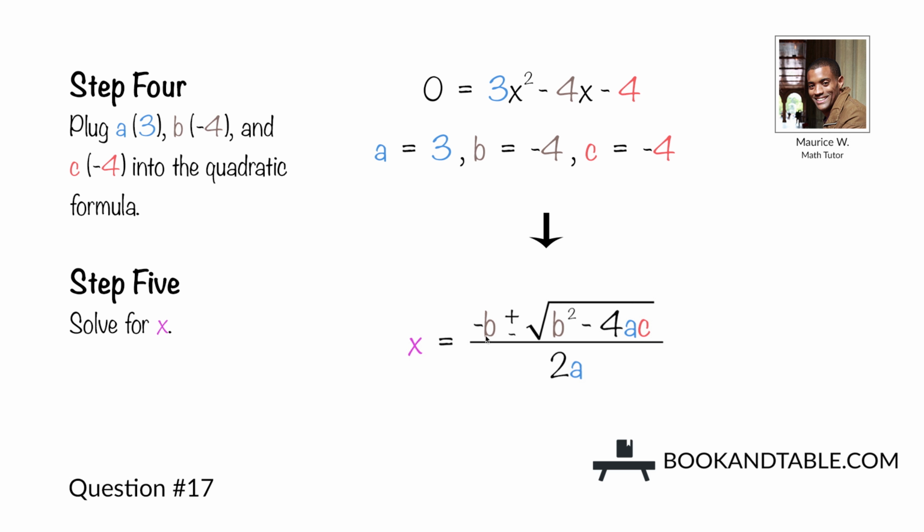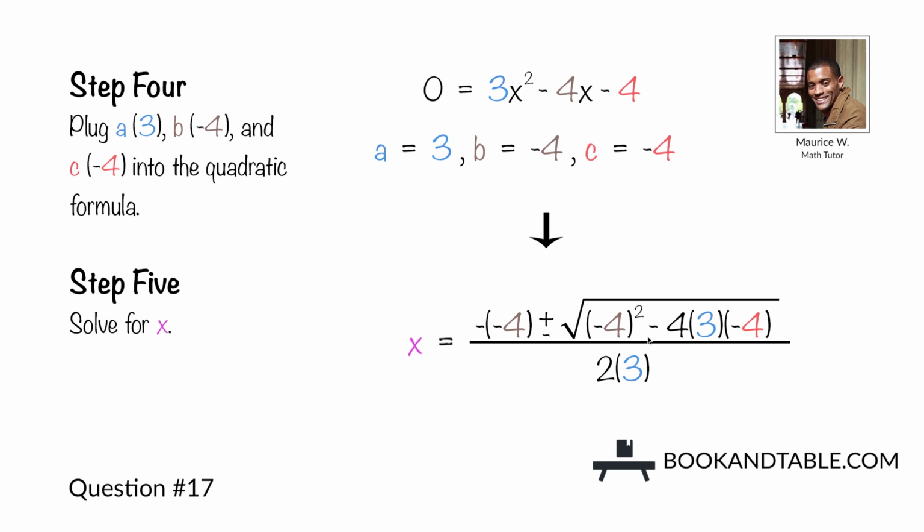So negative 4 gets plugged in for b here and here. 3 gets plugged in for a here and here. And negative 4 gets plugged in for c here, giving us this. And now we'll evaluate this expression.